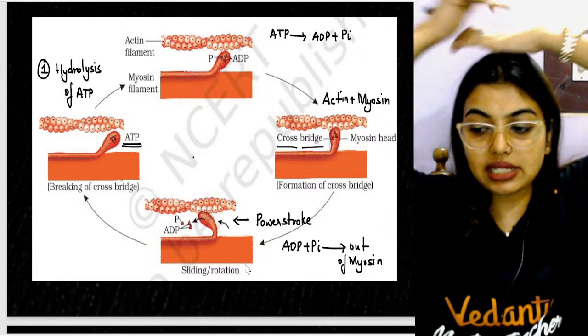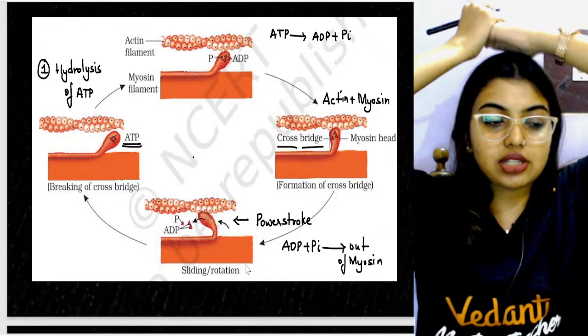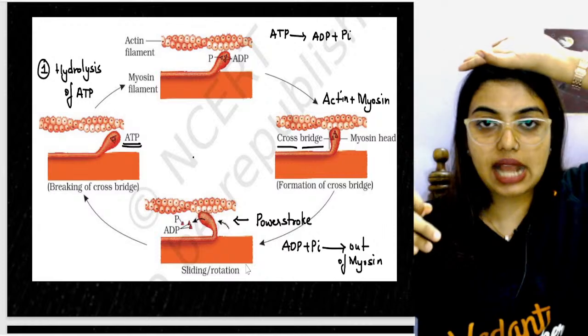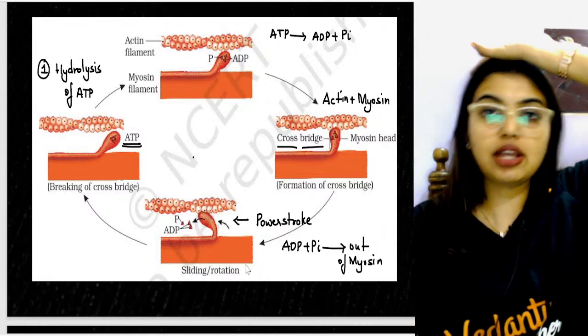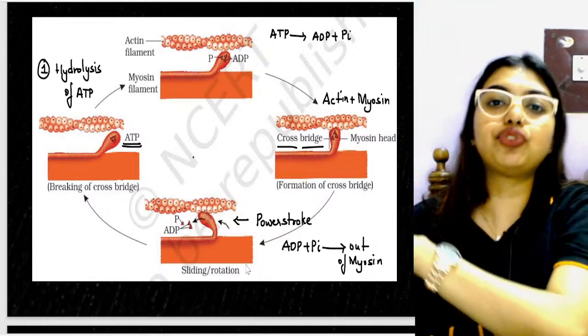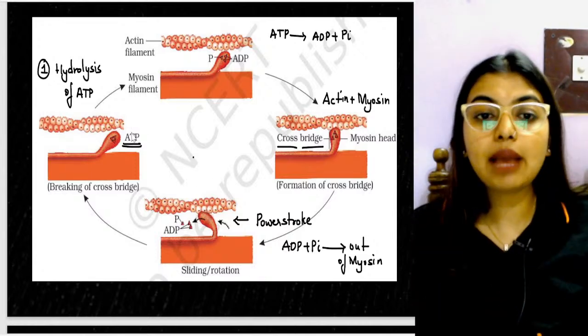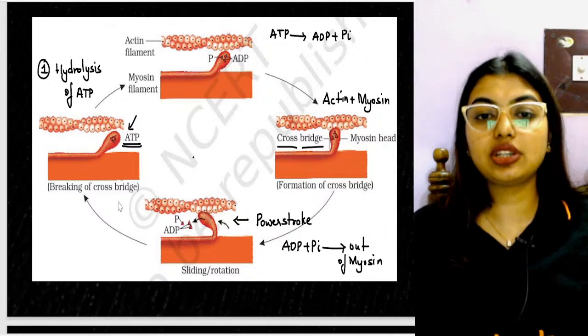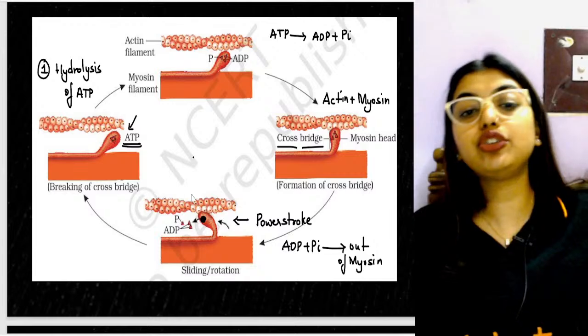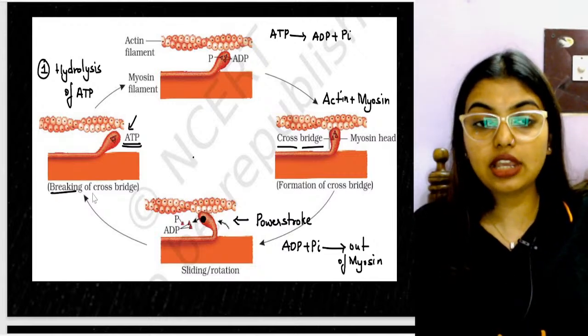What is going to happen? Imagine something is on my head. I moved. Obviously, it's going to fall down. Same thing is going to happen, students. Actin was there on the myosin's head. Myosin's head moved, so automatically actin got slid. Actin moved. Immediately in that gap, another ATP will come and attach. This is going to break the cross bridge.